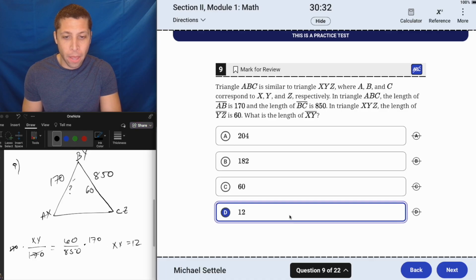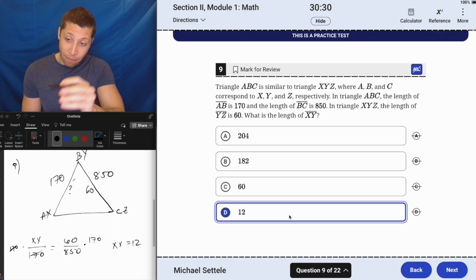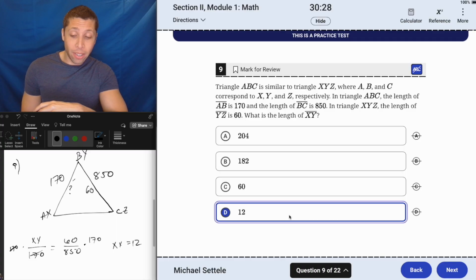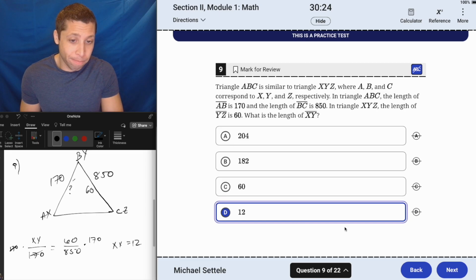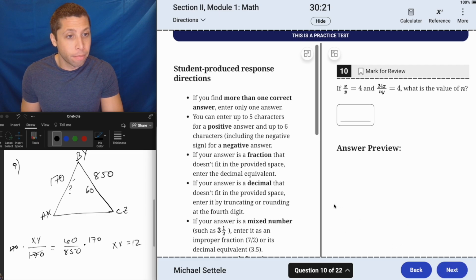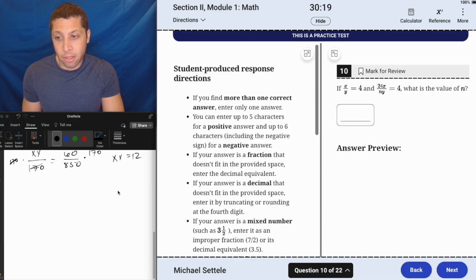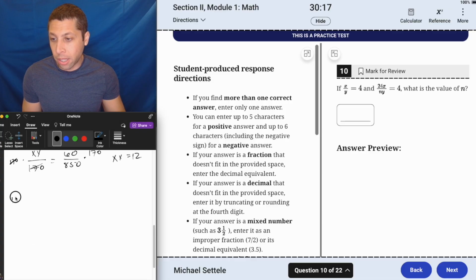Seems small, but 850 is way bigger than 170. So 60 is way bigger than 12. Seems right. Okay. All right, this is definitely an arithmetized situation. I see a lot of letters, and probably most of them don't matter. What is the value of n?